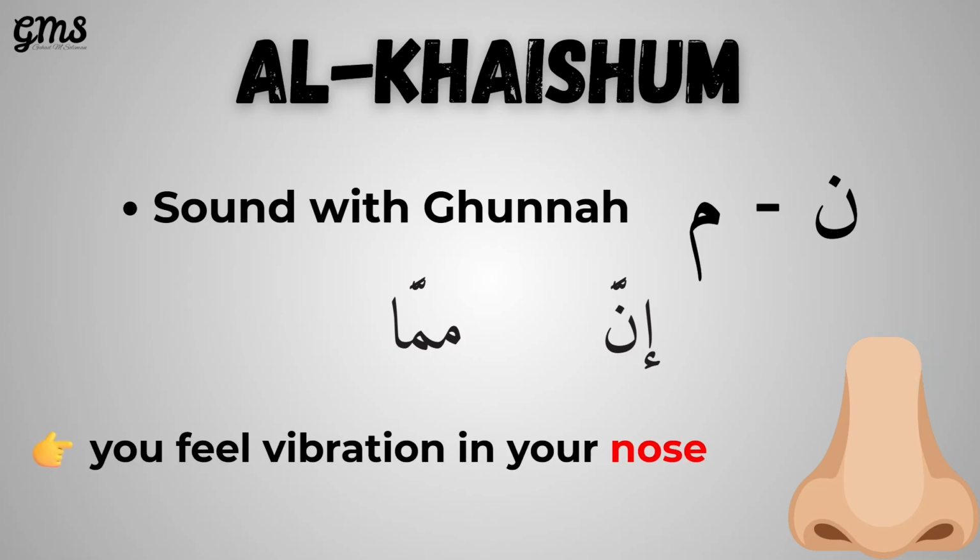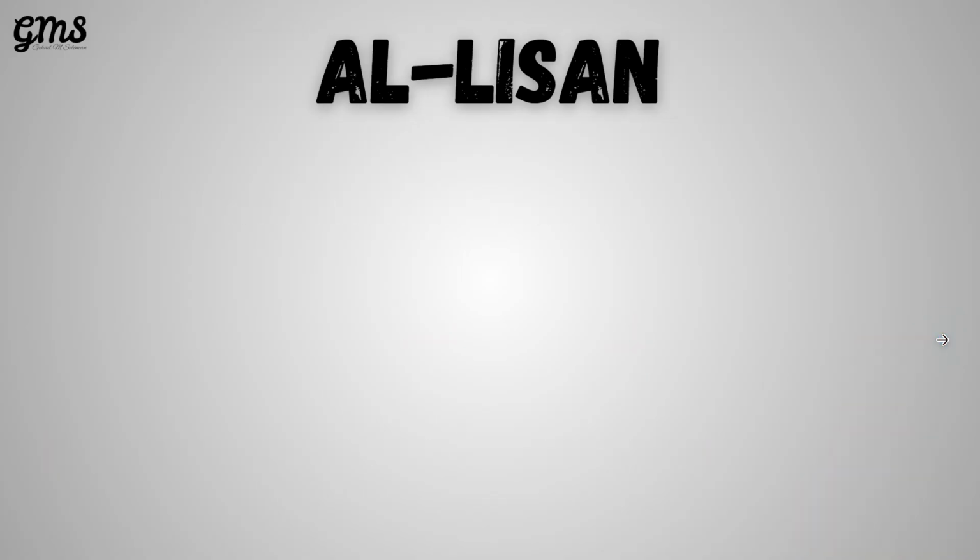And finally, we have the last makhraj, which is al-lisan, and most of the letters come out from al-lisan, as al-lisan covers most of the Arabic letters. Any other letter except the letters that we studied before will be produced from al-lisan. It consists of 5 articulation points, and that's what we will study in the next video, inshallah.